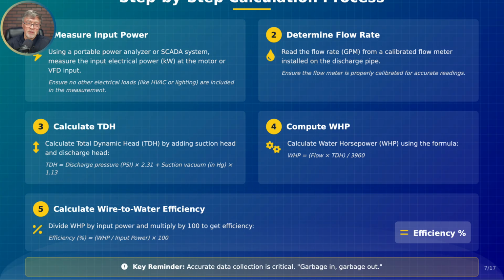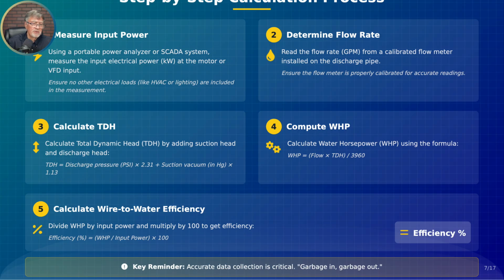Number two, determine the flow rate. Read the flow rate in gallons per minute from a calibrated flow meter installed on the discharge pipe. Ensure the flow meter is properly calibrated for accurate readings. This is probably the easiest part because most everyone has an accurate flow meter, but you want to make sure that it's properly calibrated so you can get an accurate reading if you really want to dial this in.